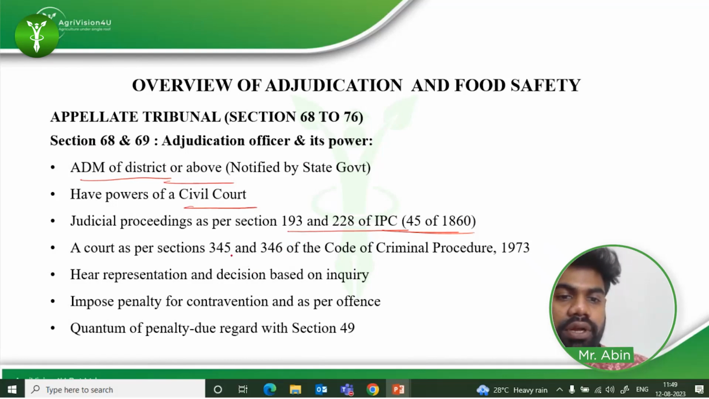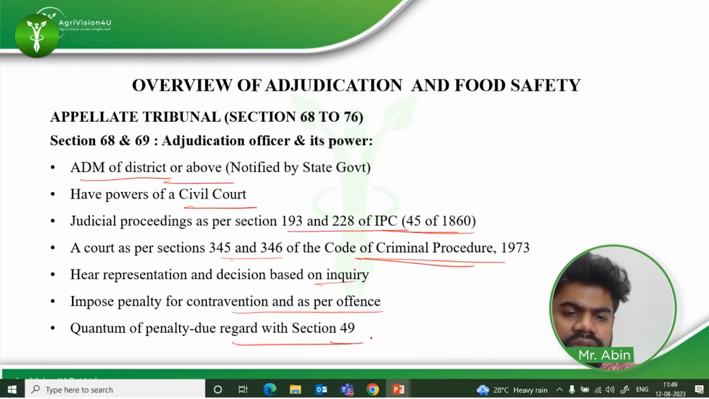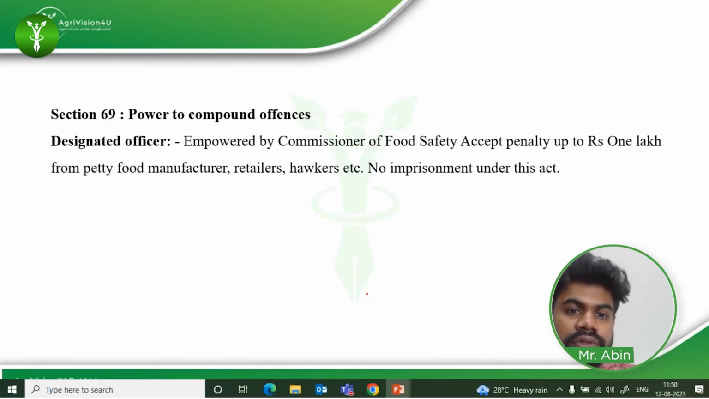The court proceeding will go under section 345(6) of CRPC, the Code of Criminal Procedure 1973. Here, representation and decision are based on inquiry, and the penalty for contravention is imposed as per the offense, with quantum of penalty as per section 49. He will be hearing the representations and taking the decision. The adjudicating officer imposes penalties and all these things.